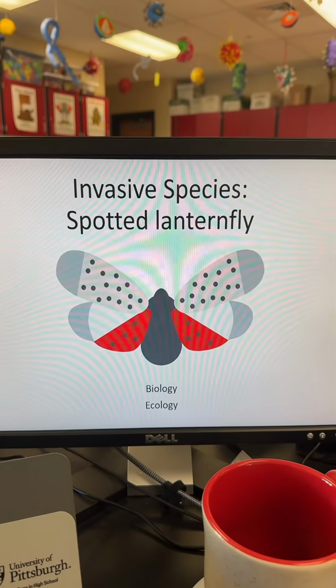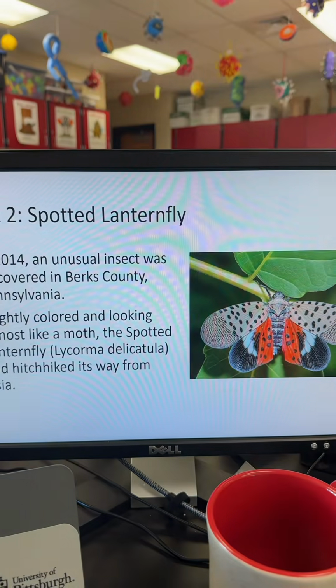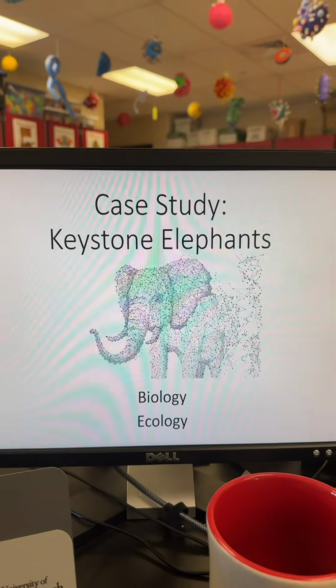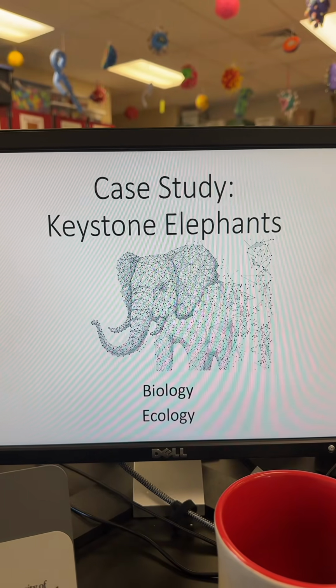I had to step them through the case study a little bit more than my AP students, but now that they have an experience of getting through one of these case studies, I'm definitely going to use this more in the future. In fact, I made one this past weekend about the invasive species, the spotted lanternfly, which affects Pennsylvania. And I'm also working on a case study about the keystone species of the African elephants.